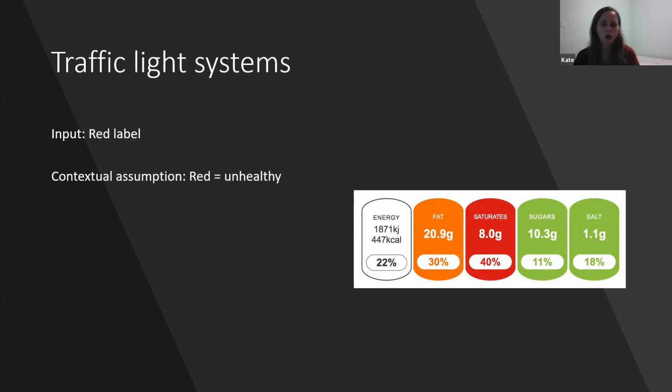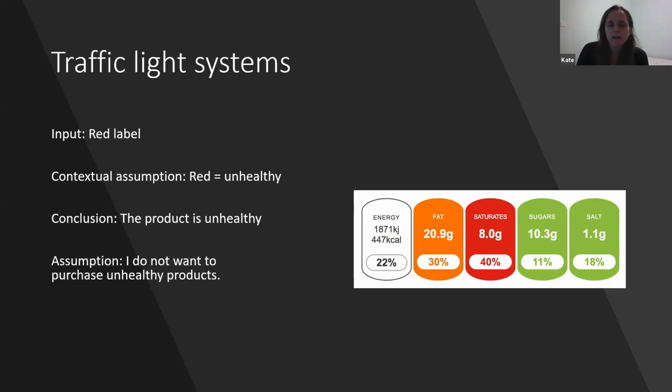Now, obviously, this is coded information. It's culturally specific, we assume. It has to be learned. But I think it's a fairly accessible assumption that most people looking at this product would probably have access to. So that leads us to the conclusion that the product is unhealthy.